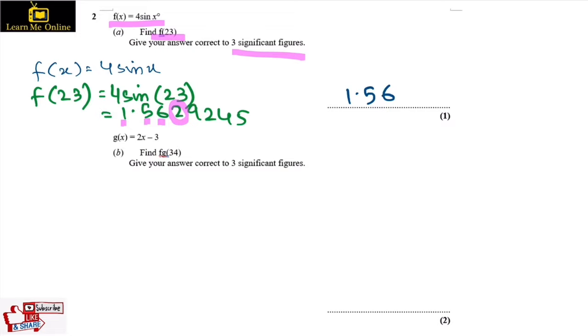We have got the next one now, g of x equals 2x minus 3. This says to find out fg of 34.